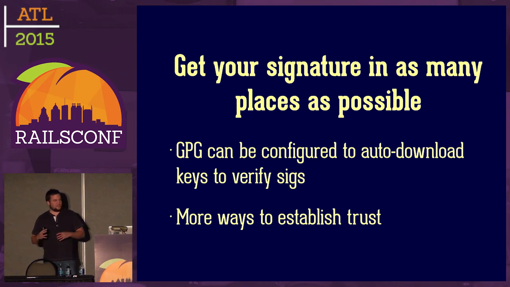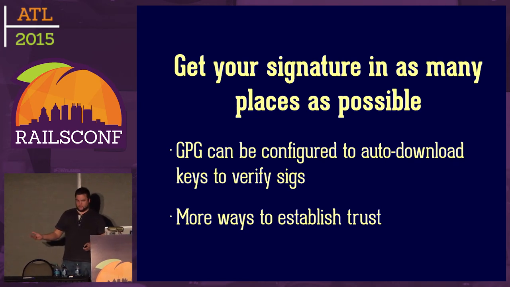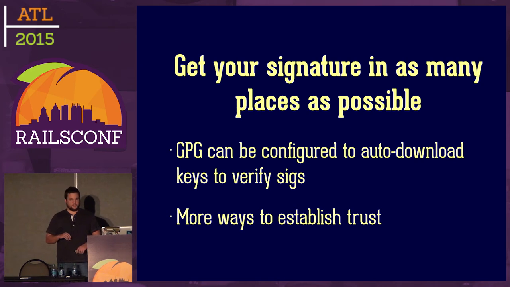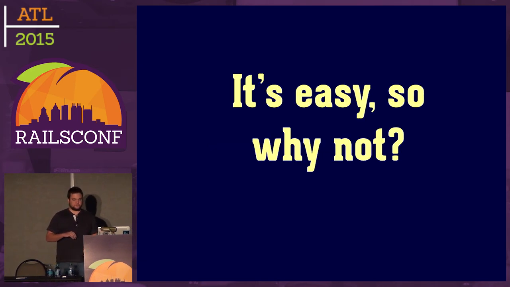So you can say, well, I trust that this person is right, so I'm going to go ahead and sign their keys, and then you know that anybody that key has signed, which would include me, is probably who they say they are by a sort of transitive trust. And frankly, it's super easy to do, so why wouldn't you do it?